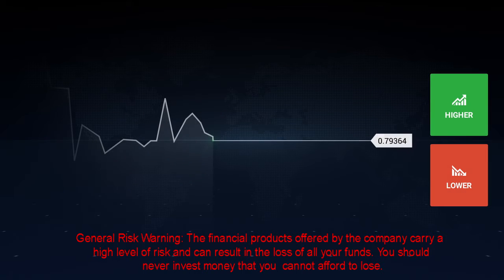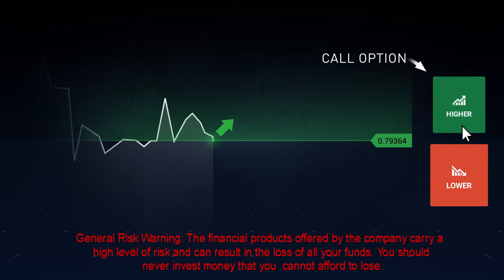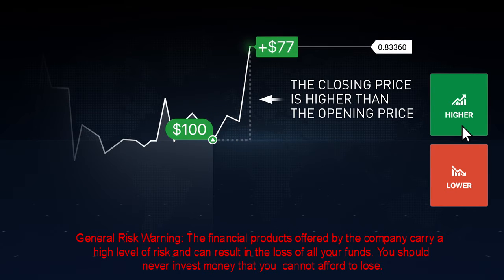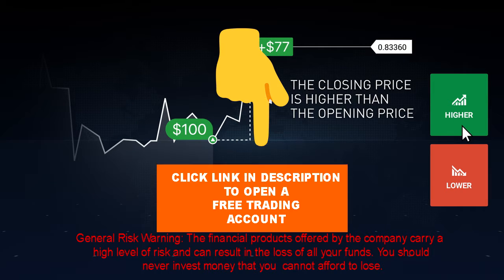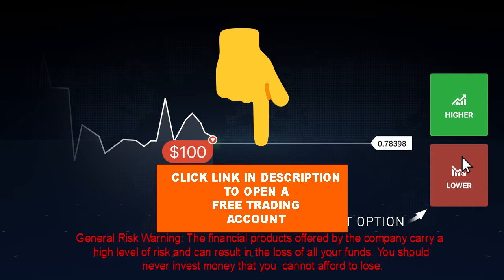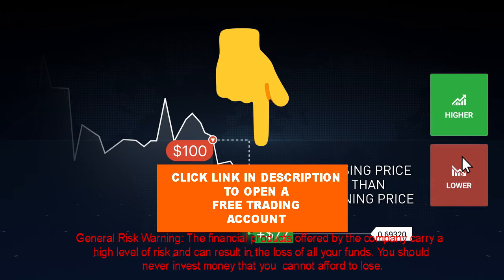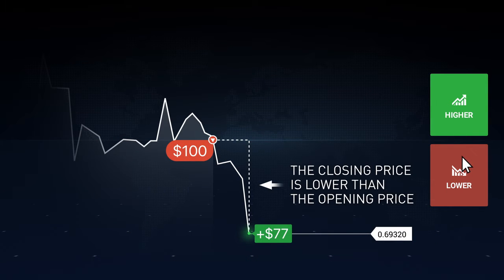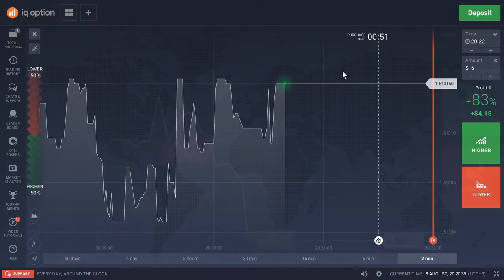When trading binary options, you should predict the asset price direction, whether the price will go up or down compared to the opening price. A buy position, call option, will result in a profit if the closing price is higher than the opening price. A sell position, put option, will result in a profit if the closing price is lower than the opening price. Otherwise, your deal will result in a loss.